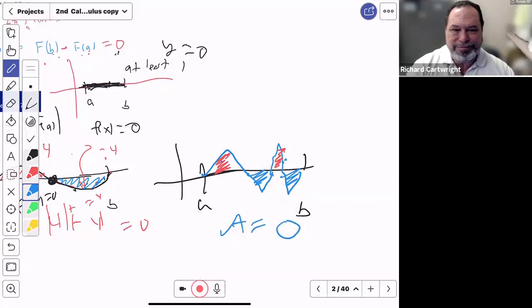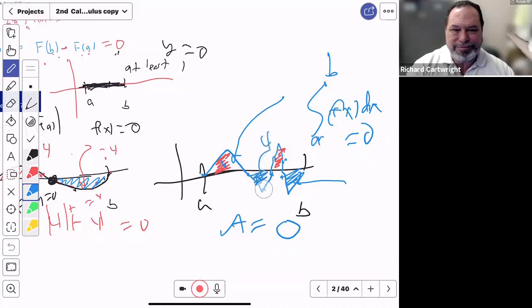Well, I should be careful. The area is not really 0 because if you had to go buy paint, you still have to buy red paint and blue paint. But the integral of f of x from a to b is 0. The integral is 0. That doesn't mean the true area is 0, because the absolute value of a -4 is still 4. So you still have to buy 4 gallons of paint. I have to buy 4 gallons of paint.